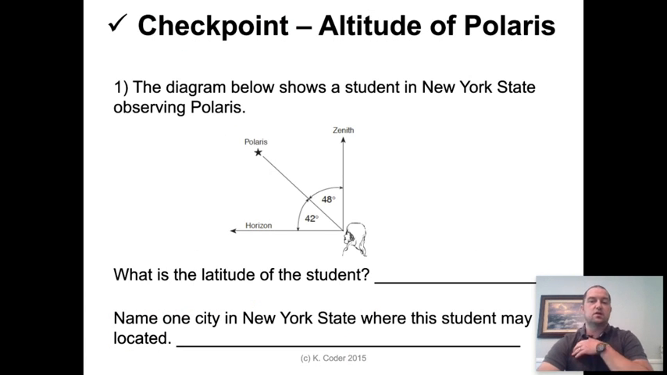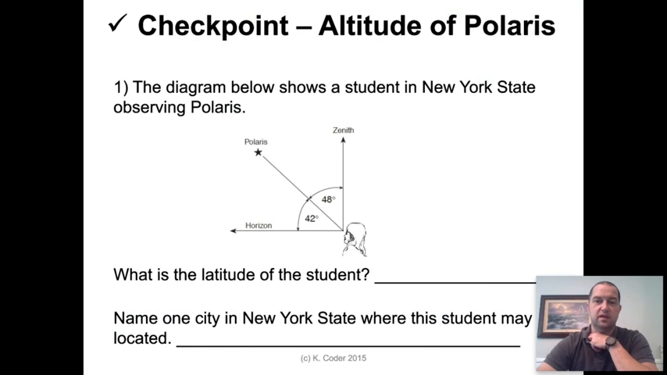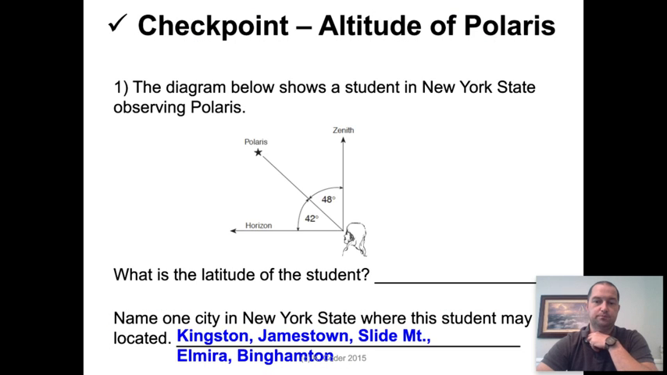Now, name one city in New York State where the student may be located. In order to do this, we need to use our Earth Science Reference Tables, page 3. If she was at 42 degrees north latitude, it would have to be along this line. If you go along that line, there are several localities, such as Jamestown, Elmira, Binghamton, Slide Mountain, Kingston, that could be possible answers for that question.